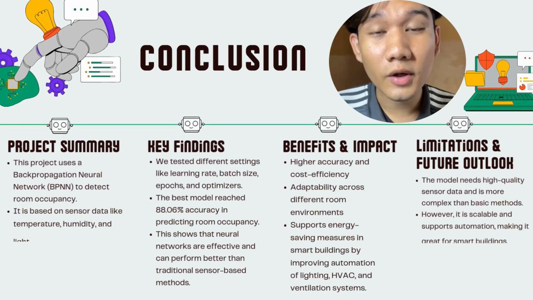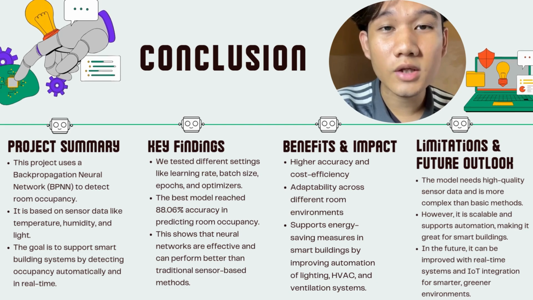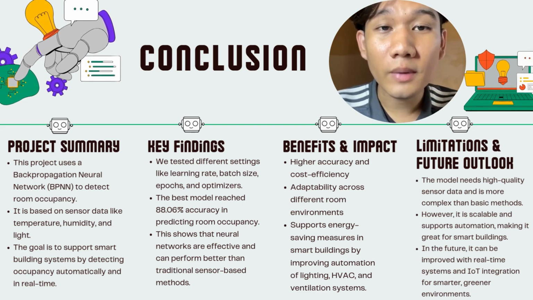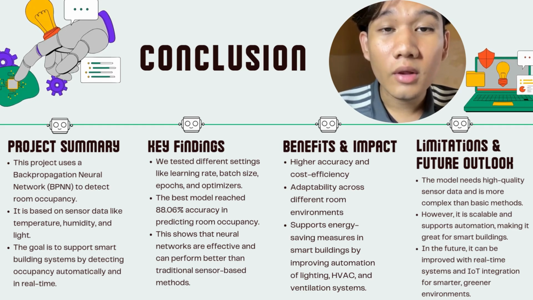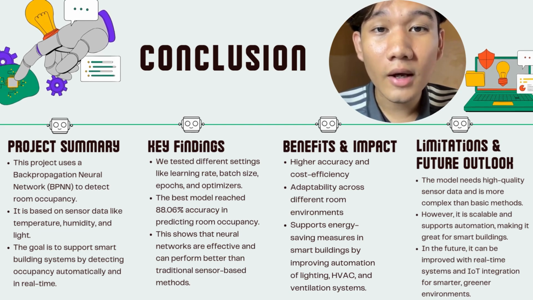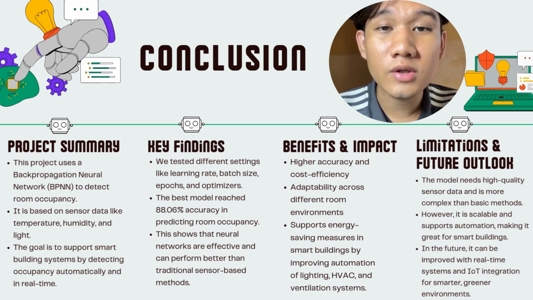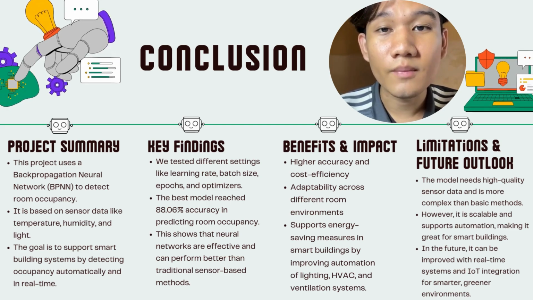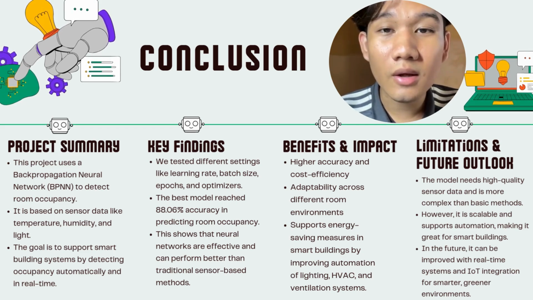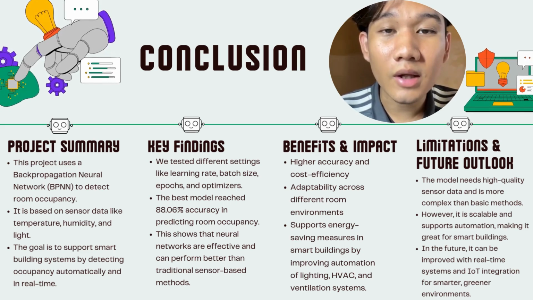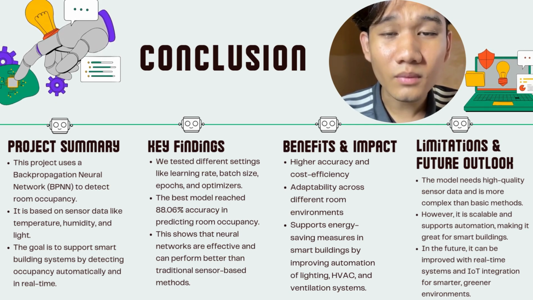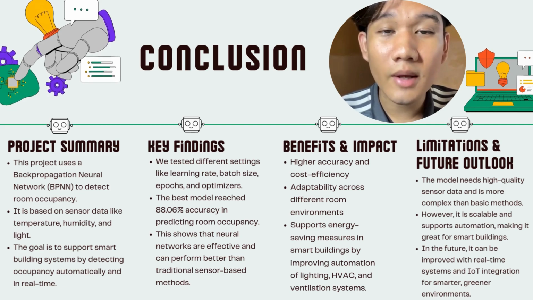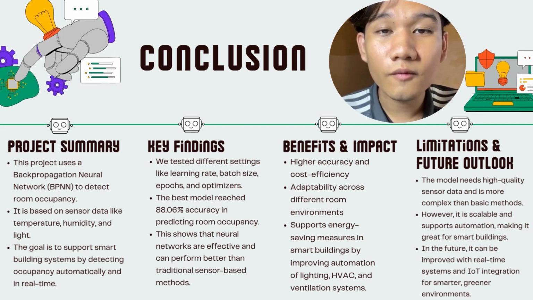To conclude, this project used a backpropagation neural network, or BPNN, to detect room occupancy based on sensor data like temperature, humidity, and light. We found that neural networks can achieve high accuracy, around 88.06%, and perform better than traditional sensor-based methods. So the main benefits are higher accuracy, cost efficiency, and adaptability across different room environments. It can also help save energy in smart buildings by automating lighting, HVAC, and ventilation systems.